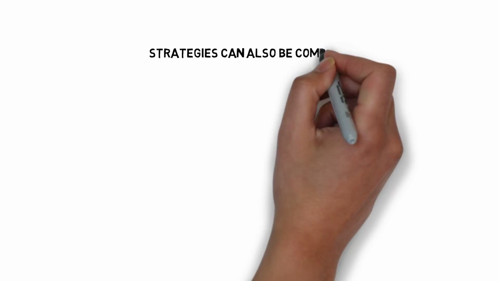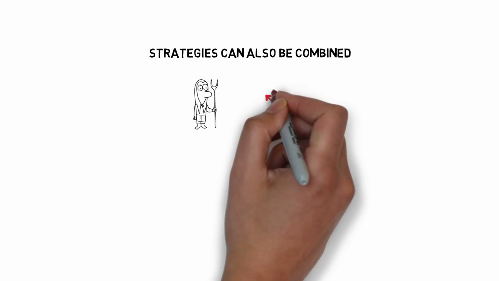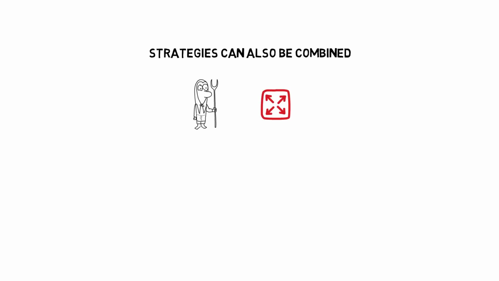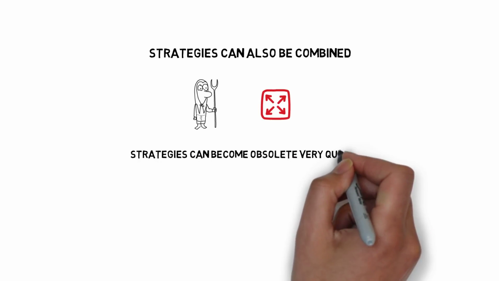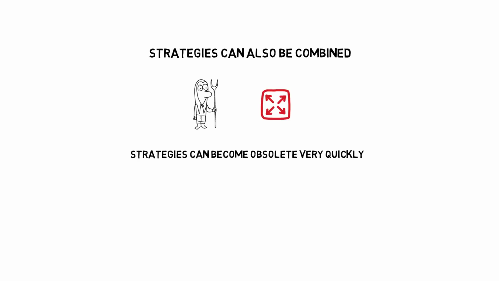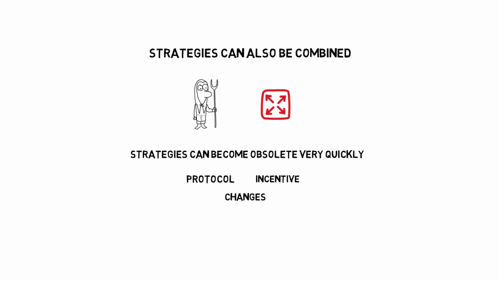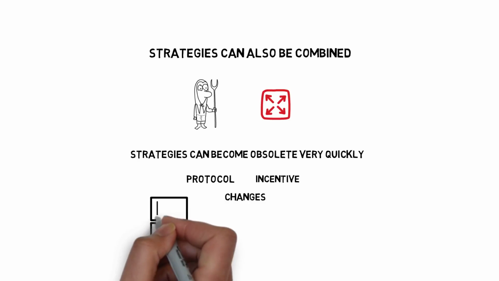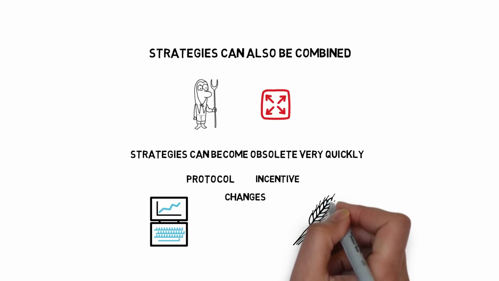Some of these strategies can also be combined, so yield farmers can maximize their returns even further. It's worth keeping in mind that yield farming strategies can become obsolete very quickly by, for example, protocol or incentive changes, and something that may be super profitable right now may not be profitable at all the next day. So it's important to keep an eye on the running strategies and rotate crops if necessary.